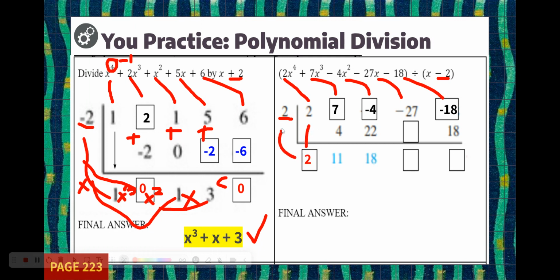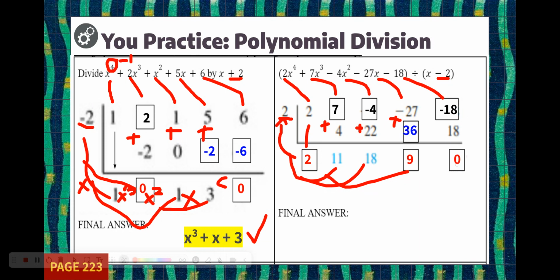Then multiply them together. Multiply. 2 times 2 is 4. 7 plus 4 is 11. Then multiply again. 11 times 2 is 22. And then you're going to add again. So 22 minus 4 is 18. You're going to multiply again. 18 times 2 is 36. While 36 minus 27 is 9. Multiply again. 9 times 2 is 18. Minus 18 is equal to 0.